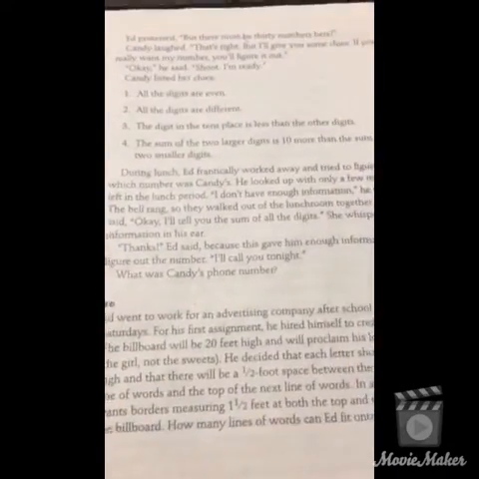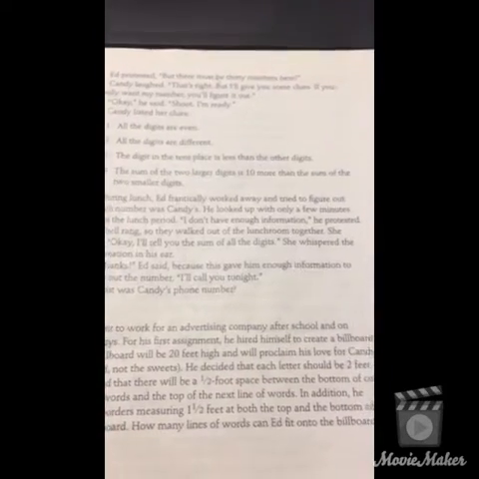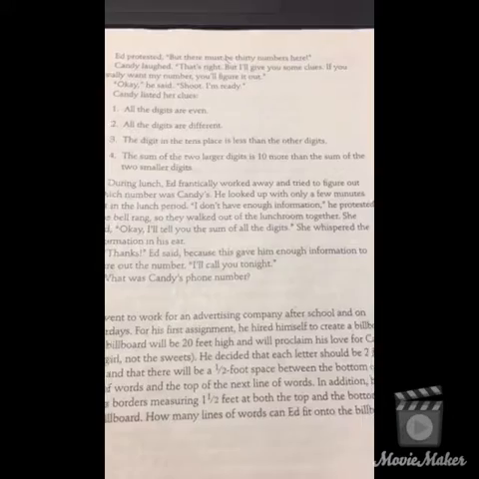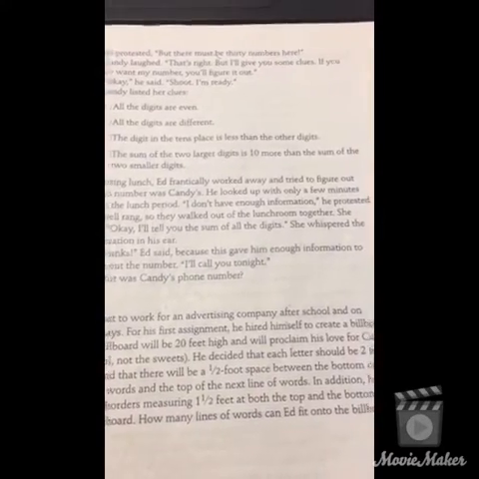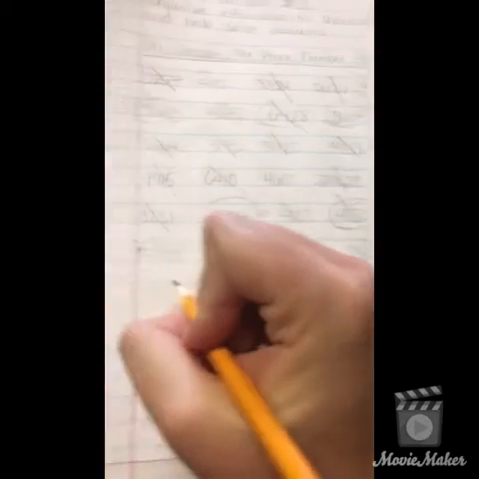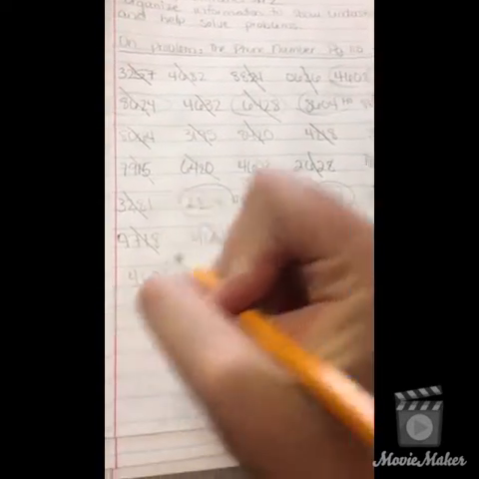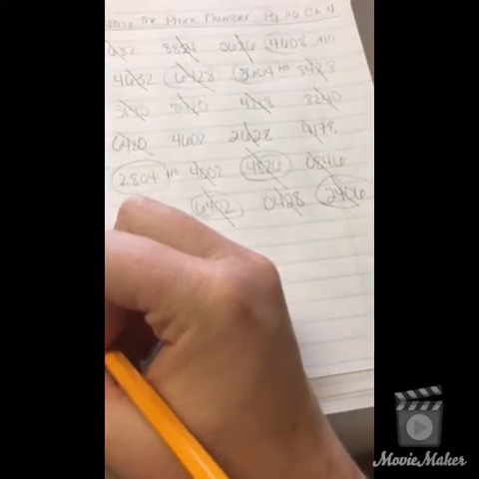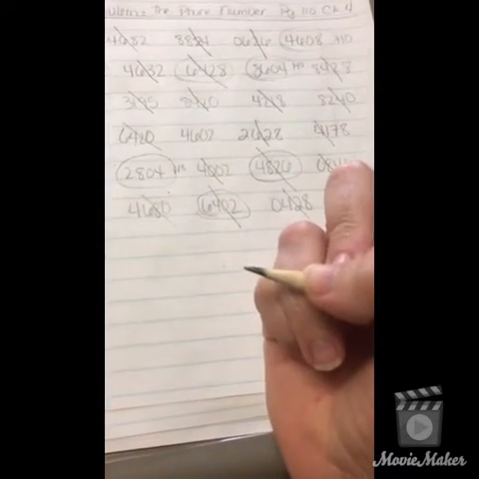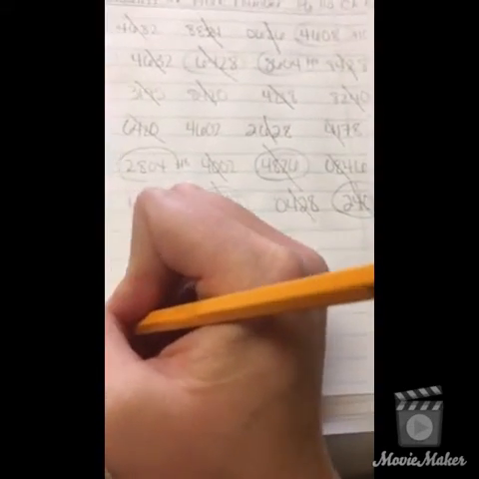And this is where Ed tries to get a little bit more information from Candy and says that she would tell us the sum of all of the digits. So that's your next clue, is to start adding up the sums of the digits. So the three remaining ones are 4, 6, 0, 8, 8, 6, 0, 4, and 2, 8, 0, 4.